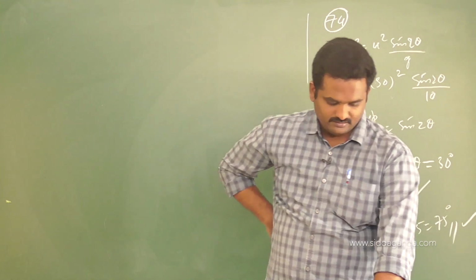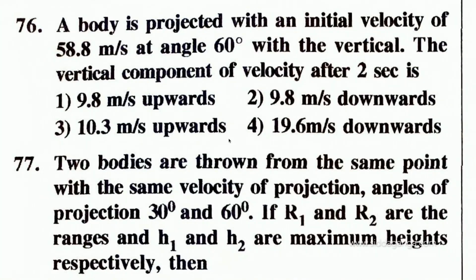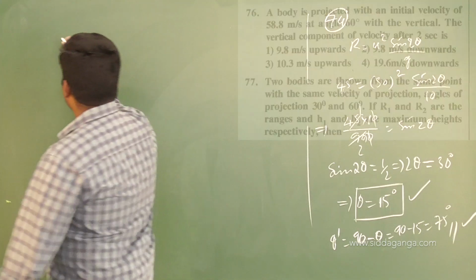76th problem, go for it. Problem number 76. A body is projected with initial velocity of 58.8 meter per second at an angle 60 with the vertical. With vertical it is 60, keep it in mind. Then the vertical component of velocity after 2 seconds is? How to find the vertical component of velocity?